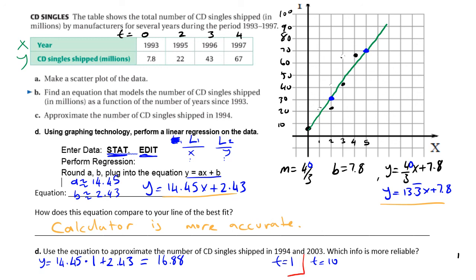Likewise, I can find the singles shipped in 2003 by plugging 10 in for x. Y is equal to 14.45 times 10 plus 2.43. This y value will be equal to 147.43. So we can find values that are within the range, within the domain values. First one would be an example of interpolation, and the second one would be an example of extrapolation.